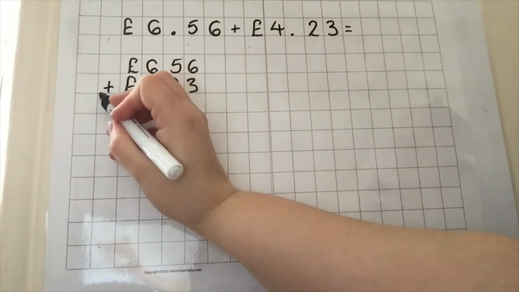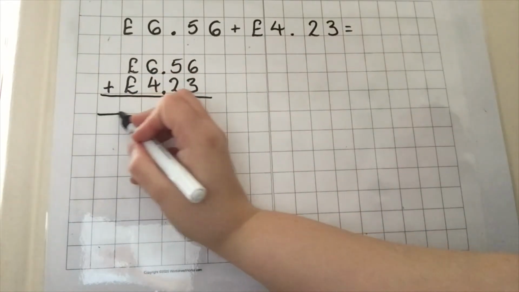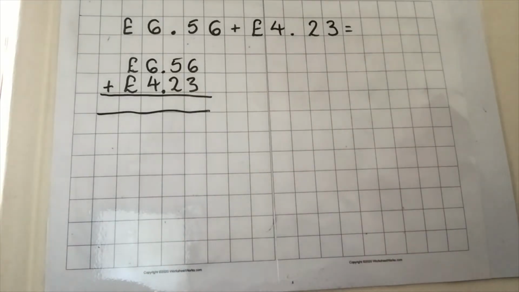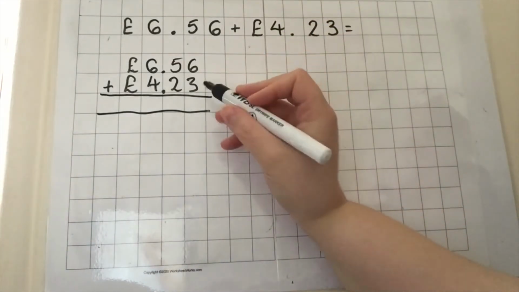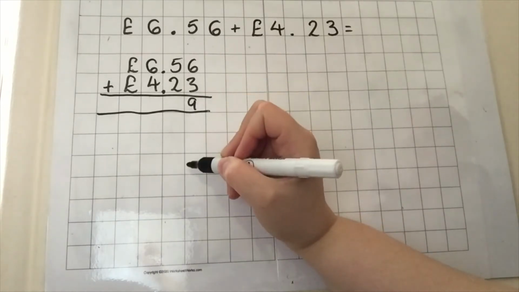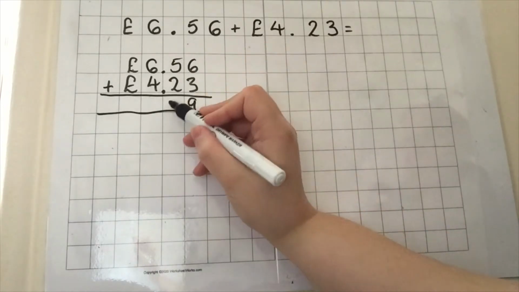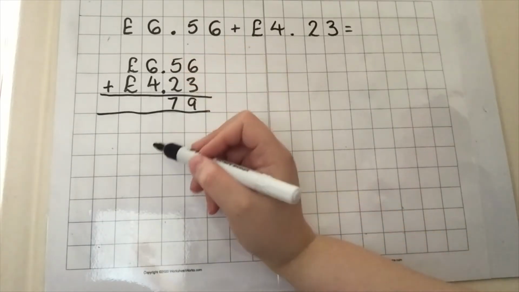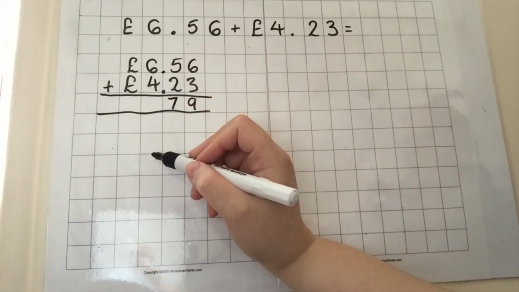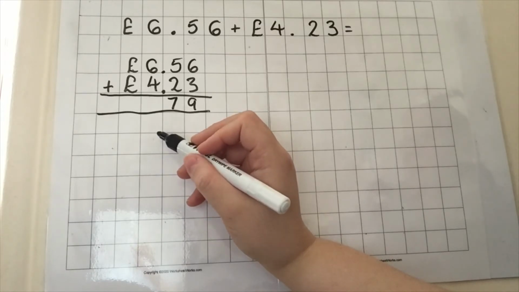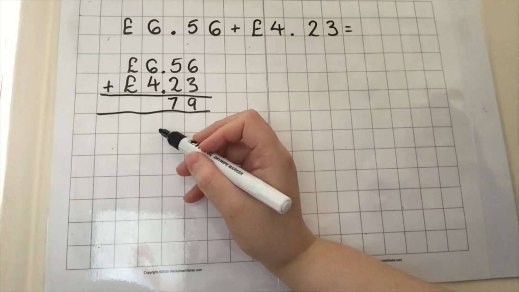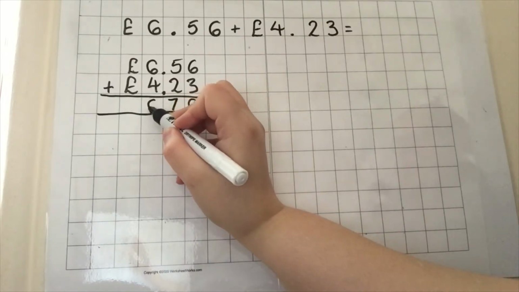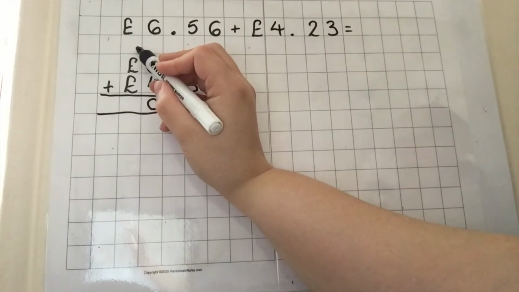We're doing an addition. We do our big equal sign underneath. And then we work it out. 6 add 3 is 9. 5 add 2 is 7. 6 add 4 is 10. Well, we write it just the same as we would a normal column addition or chimney sum. We would write our 0 and we would carry our 1.